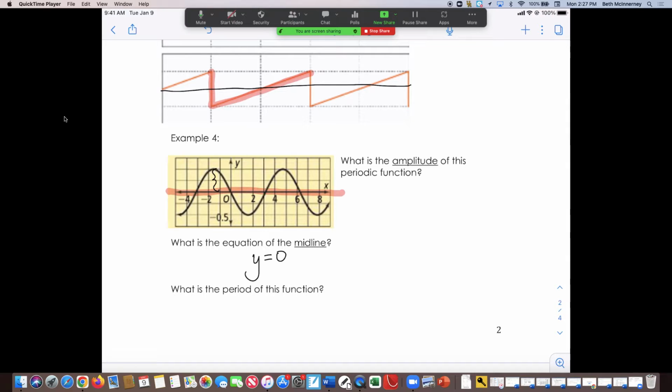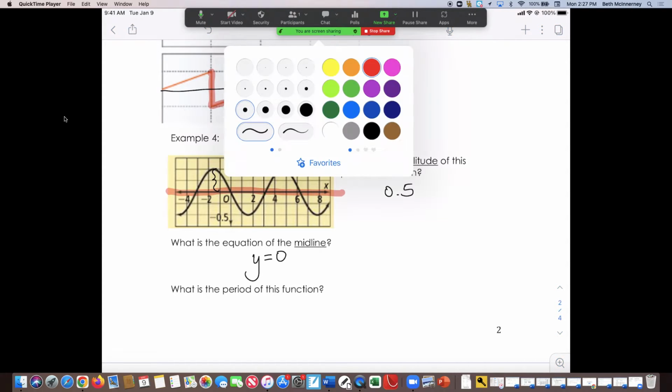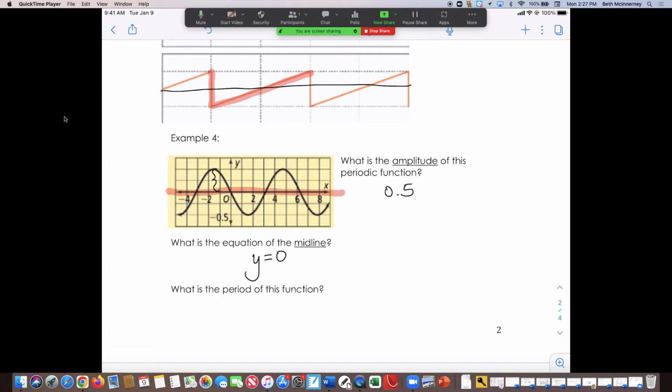It's 0.5, right? 2 ticks is 0.5. So it's going from y is 0 up to 0.5. So my amplitude is 0.5. Then the period length is how long does it take before it repeats? So I'm going to start, and I think this one's a little bit easier to do if you start at the origin.